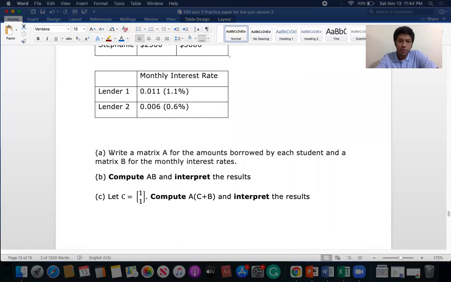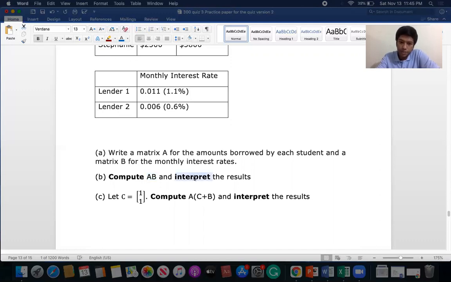Now our question is, first of all, A: write a matrix A for the amounts borrowed by each student, and matrix B for the interest rates. Then compute AB, and let C equal this, and interpret it. So the first question is telling us to find two matrices from this information. The second question is telling us, first matrix is A, second matrix is B, then multiply A and B, and interpret the result.